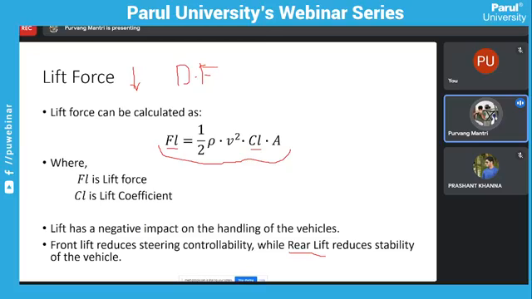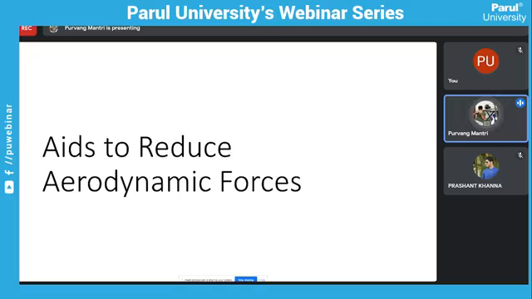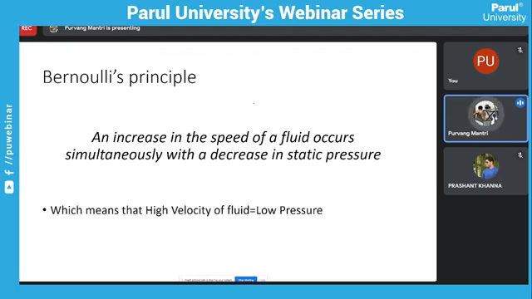are considering race cars or sports cars, then we want more down force, and we want to reduce the lift force. So let's now see different types of devices which help in improving or reducing the aerodynamic forces. So firstly, we will talk about Bernoulli's principle.